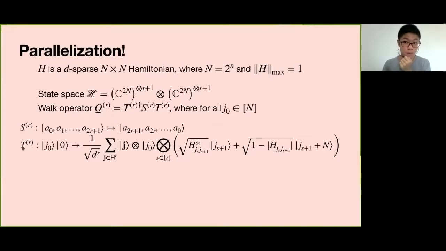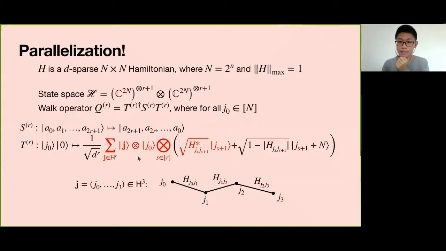The more complex part is still T_R. It maps every computational basis J naught to such a superposition. Again, it can be split into two parts. The first part is a generalization of the previous quantum walk. Here we note that the bold J represents a tuple, actually a path of length R in the original graph. So say we start with the vertex J naught and we walk out one step to J1, and this has a weight H J naught J1. Then we again walk out the second step to J2, and this sequence of walk forms a path on the original graph.